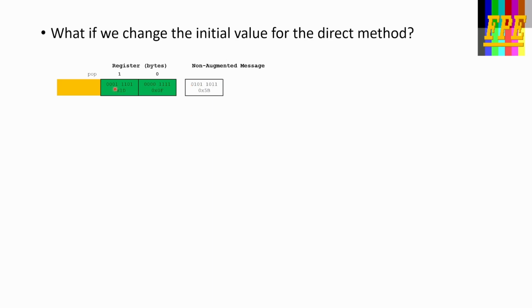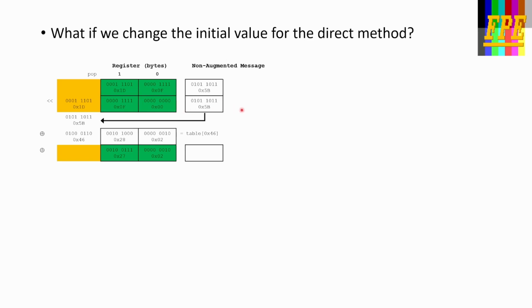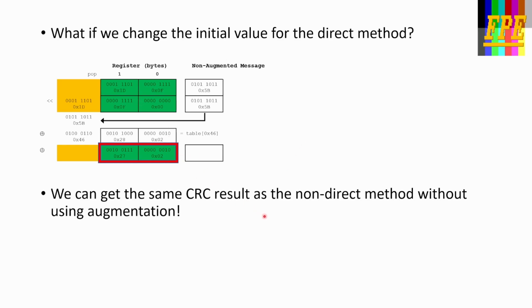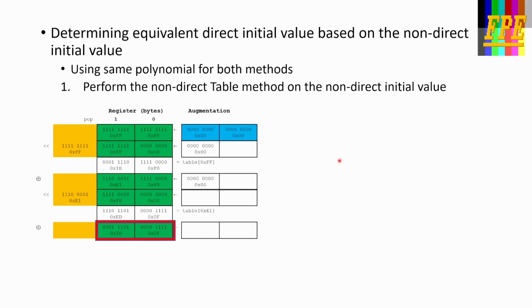So in this case, if I give it an initial value of 0x1D and 0x0F for the same message of 0x5B and perform the same calculations again, you get the CRC output of 0x27, 0x02, which is the same as the non-direct. So we can get the same result as the non-direct method without using augmentation. So how'd I figure out that that was what the initial value is? All right, this is the easy one. The reverse is unfortunately quite a bit more confusing.